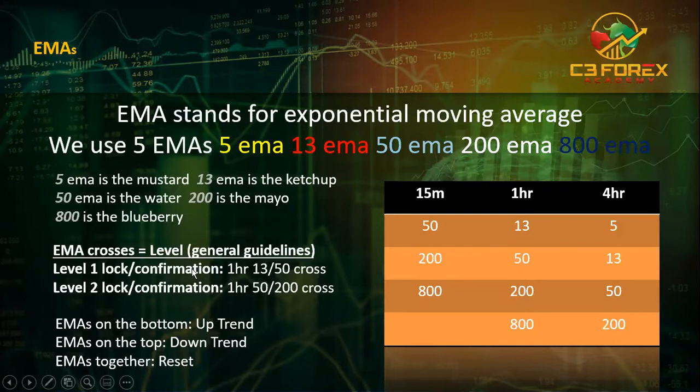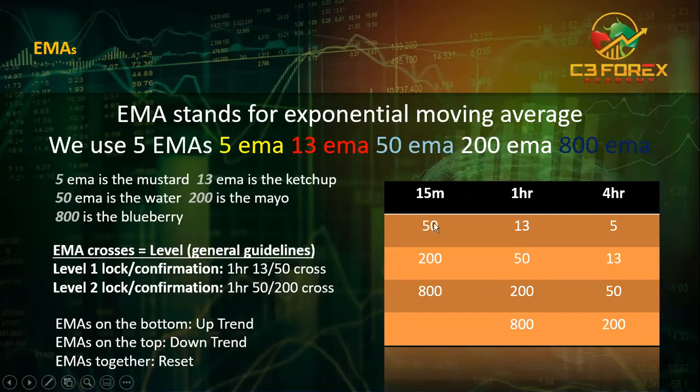All right. So with the EMAs, they give you level confirmations. All right. So all these are on your 1 hour time frame. All right. So when you're on your 1 hour time frame, when your 13 EMA cross your 50 EMA, that's level 1 lock confirmation. Level 2 lock confirmation on your 1 hour time frame is when your 50 EMA cross your 200 EMA.